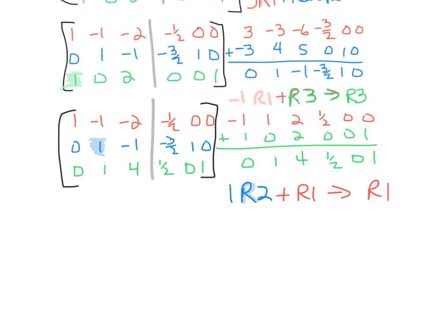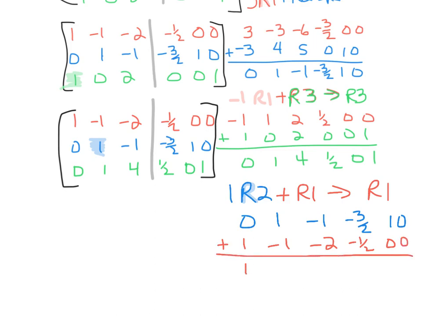So row 2 is 0, 1, -1, -3 halves, 1, and 0. I'm going to add that to row 1, which is 1, -1, -2, -1/2, 0, 0. This now gives me 1, 0, -3, -2, 1, and 0. That is my new row 1: 1, 0, -3, -2, 1, and 0. My row 2 is the same still.